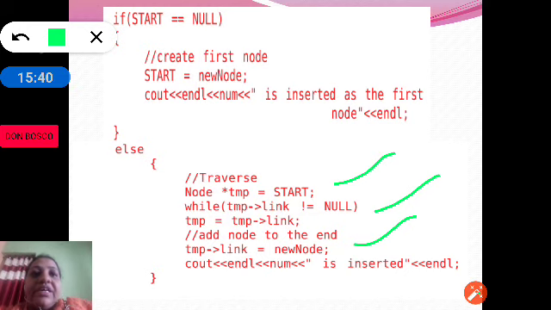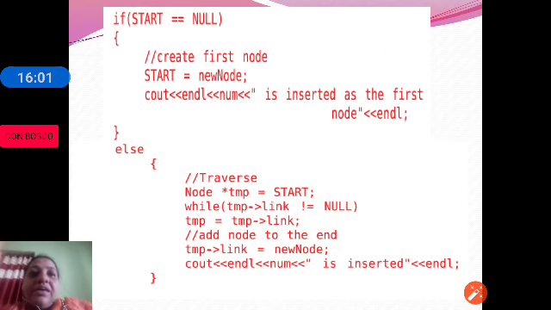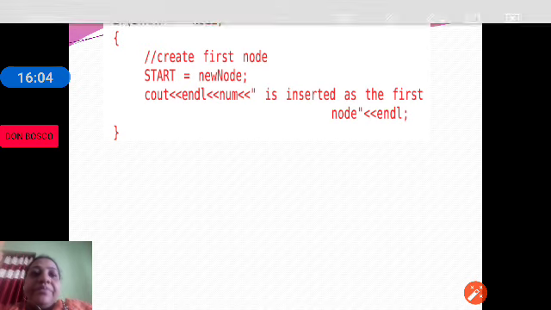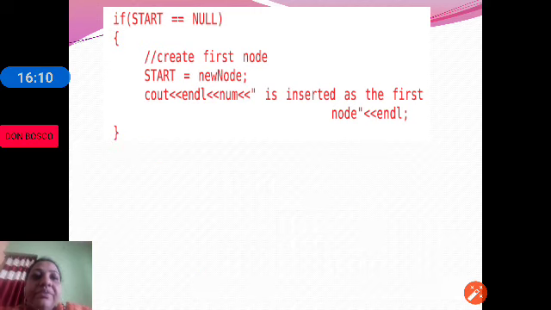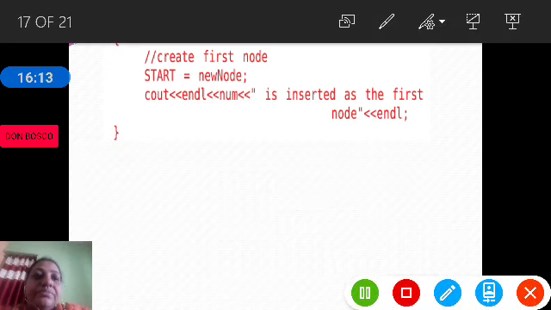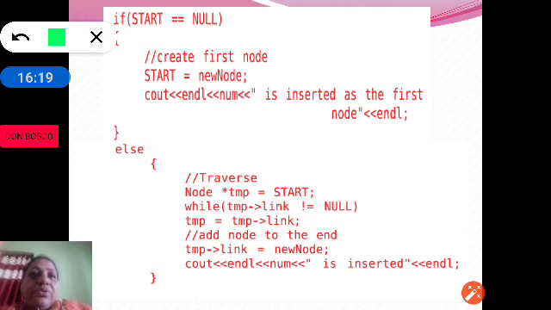So here we are checking if start is equal to null, then we are adding the node at the beginning. If this is false, then we are making temp point to the start node and move temp till we get null, that means the last node, and then we are adding the new node at the end. Here the node is added at the first, and here we are adding the node at the end.